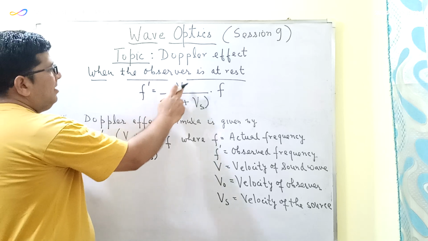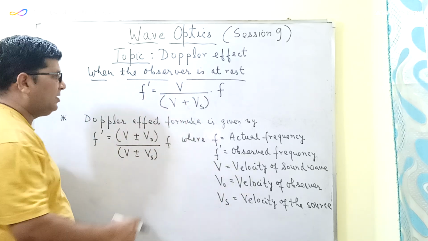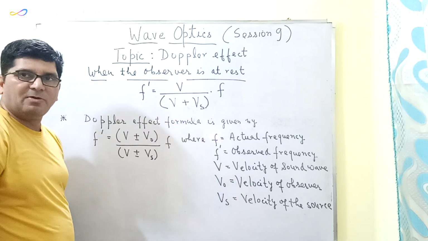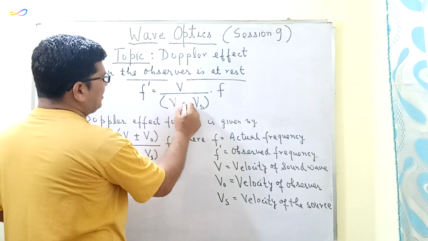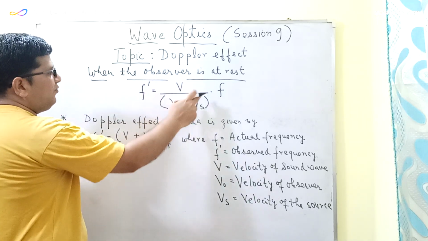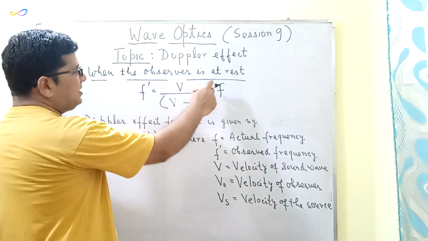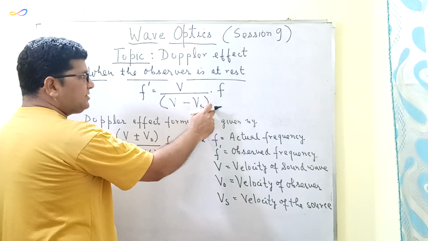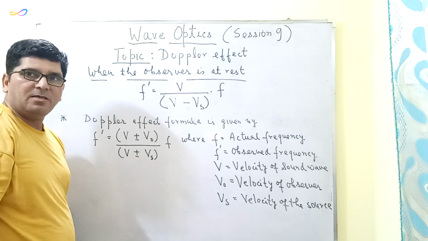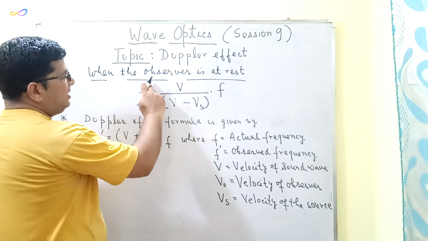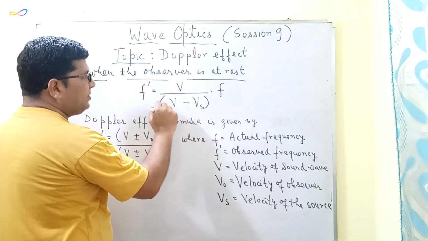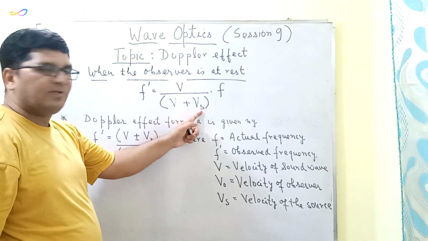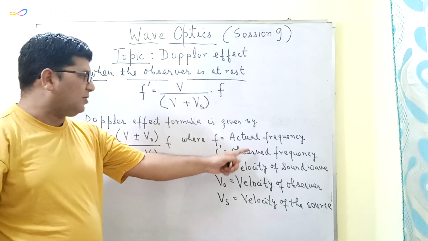And if the source is moving away from the observer, in that case this velocity of the source will be taken as negative, and this equation will get converted as f' = v / (v − vs) × f. So this is the equation when the observer is at rest and the source is moving away from the observer, and if the observer is at rest and the source is moving towards the observer, then this equation will be f' = v / (v + vs) × f.